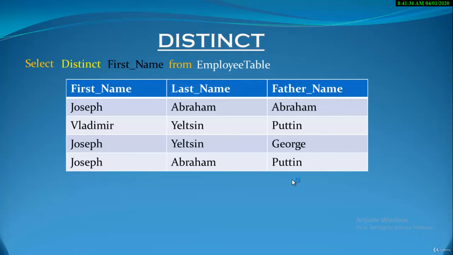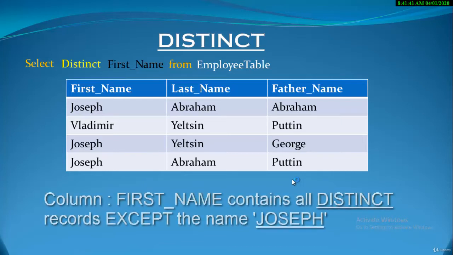You can see we have put the keyword distinct right before the name of column. In this example, you can see that we have a table which has first name, last name and father name, 3 columns. In first name, you can see that the word Joseph is available for 3 different rows, whereas the word Vladimir is available for 1 person or 1 row.